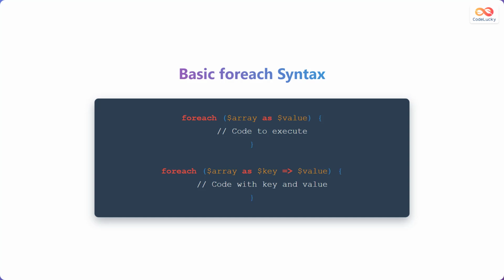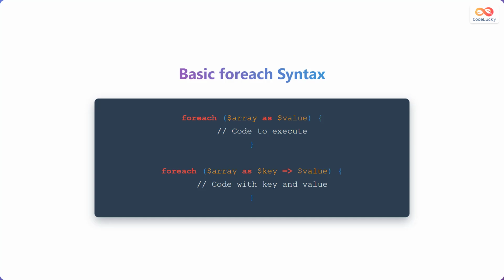Here's the basic syntax of the foreach loop. The first structure is foreach, then in parentheses $array as $value. Inside the curly brackets is the code to execute. The second structure is foreach, then in parentheses $array as $key => $value. Inside the curly brackets is the code with key and value.